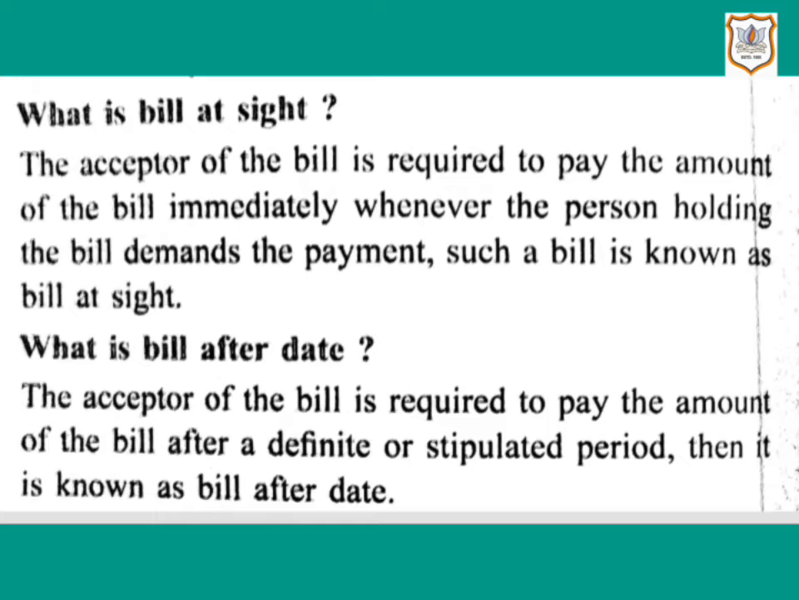Before moving further, I am going to explain these two terms: bill at sight and bill after date. So what is bill at sight? The acceptor of the bill is required to pay the amount of the bill immediately whenever the person holding the bill demands the payment. Such a bill is known as bill at sight.